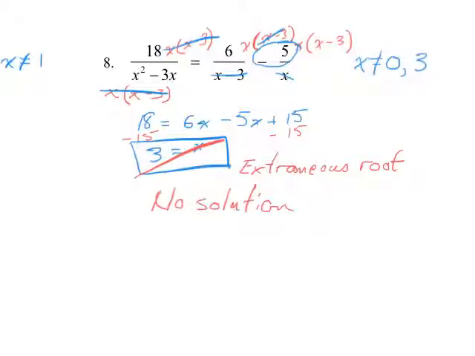So this equation illustrates for us the importance of finding these non-permissible values and then comparing them with the solution we get when we solve the equation. Let's move on.